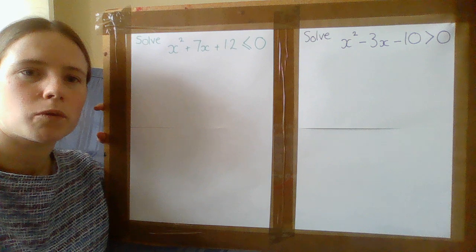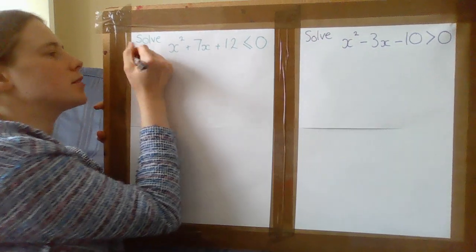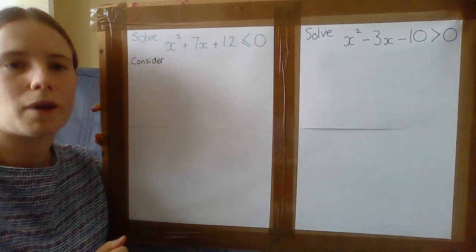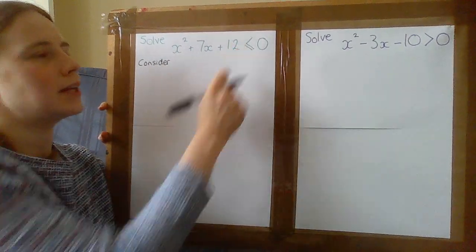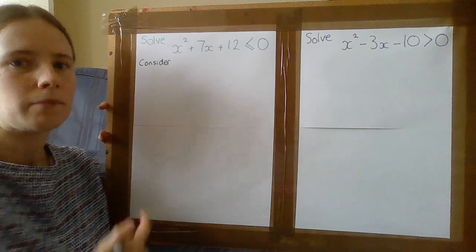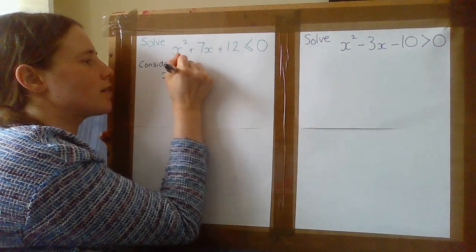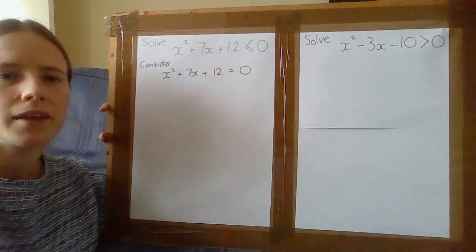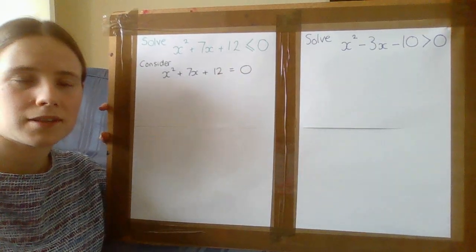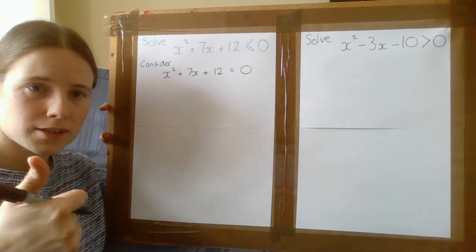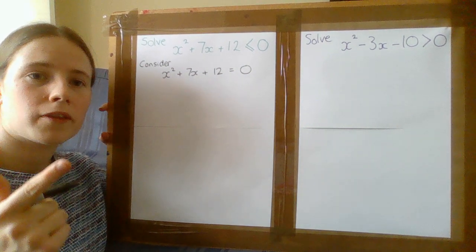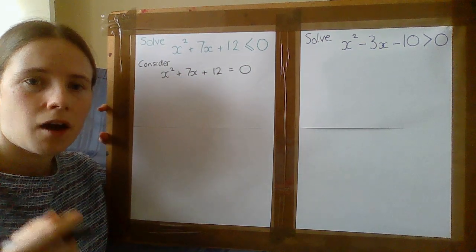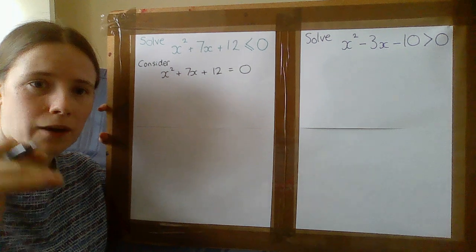To start off solving a quadratic inequality, I am going to consider the quadratic equation, by which I mean I'm going to turn that into an equals and deal with that first. So I'm going to consider when x squared plus 7x plus 12 is actually equal to 0. Now, to solve a quadratic equation, there are 3 things you can do. You can try factorising if that works, or you can try the quadratic formula, or you can solve by completing the square. I would always suggest you go through them in that order, okay?